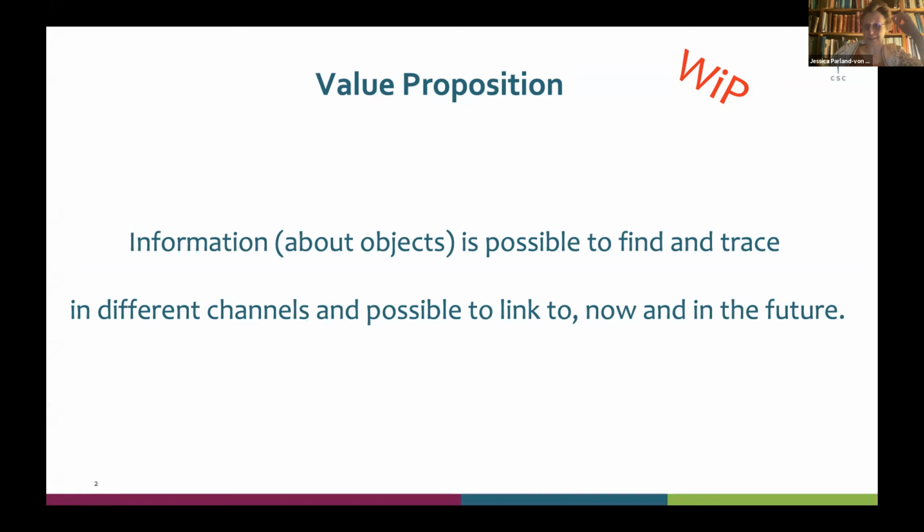So first we started by creating a value proposition, so then we could start backcasting from that. This was the value proposition that we came up with in a 15 minute discussion. Information about objects is possible to find and trace in different channels and possible to link to now and in the future. So people could agree on this value proposition, I think.